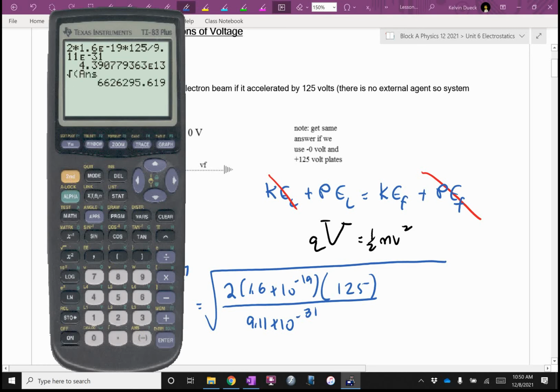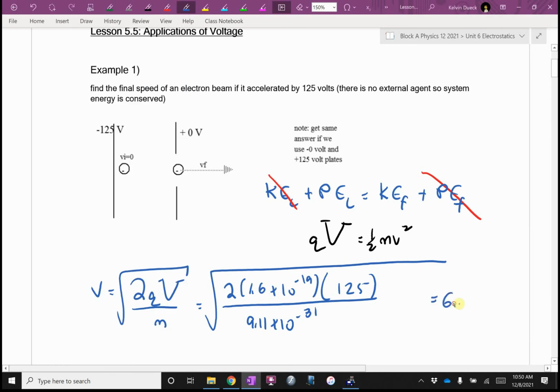You get 6.63 times 10 to the 6. You're going to get a big answer. Electrons move pretty fast because they have such a small mass. Any force will cause them to accelerate and get going pretty fast. 6.63, is that right? Times 10 to the 6th meters per second.